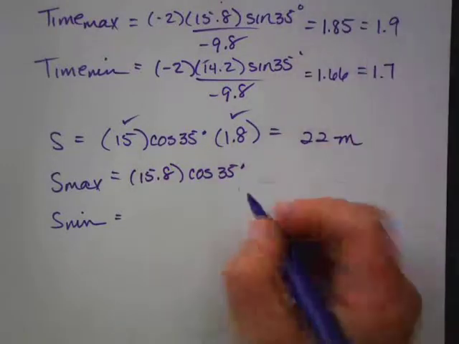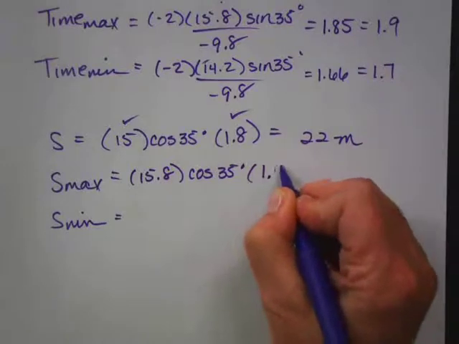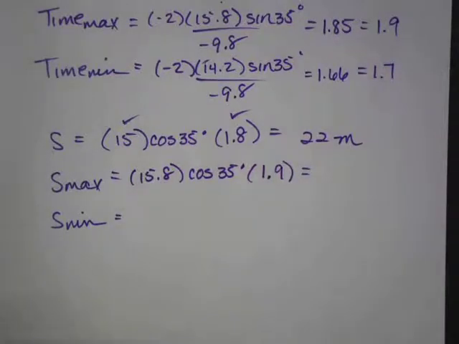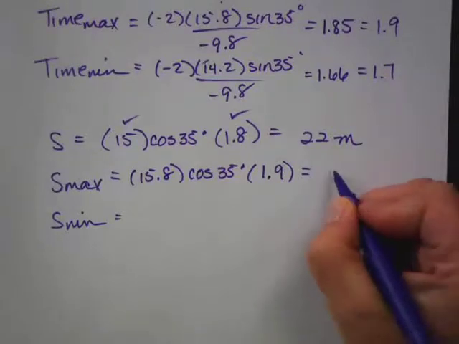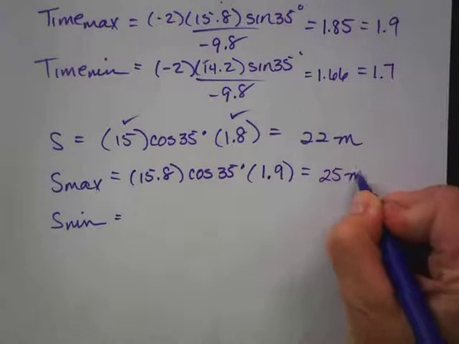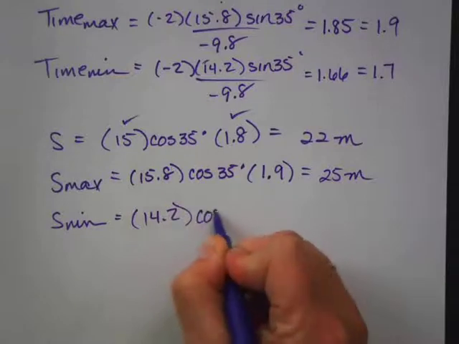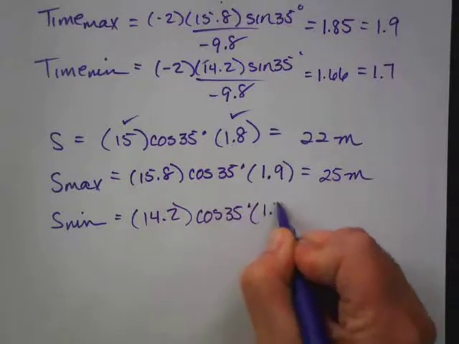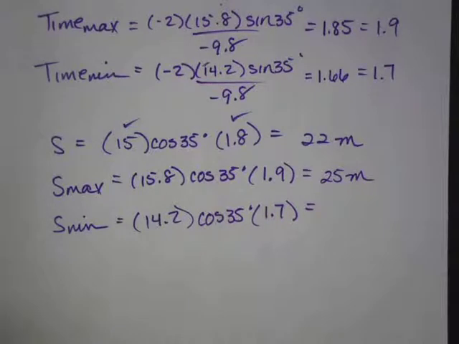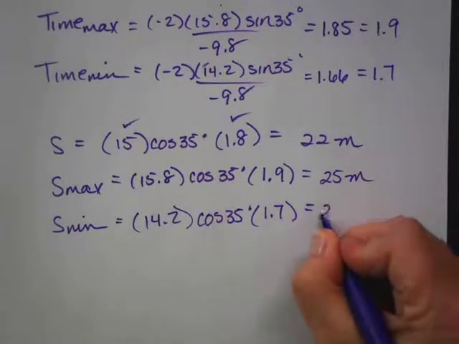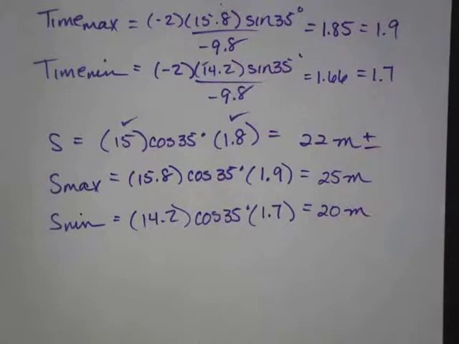So maximum would be 15.8 cosine 35. And the 1.8 was plus or minus 1/10, so maximum there would be 1.9. Very good. So 15.8 cosine 35 times 1.9 equals 24.6. So 25. And now we're going to go minimum, so 14.2. Time would be 1.7. And I get 19 points out, about 20.